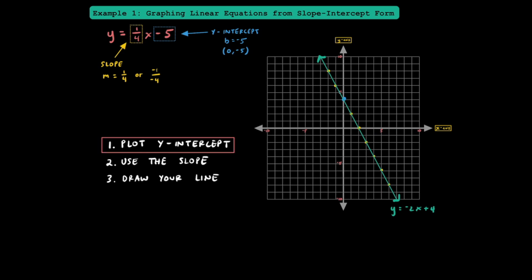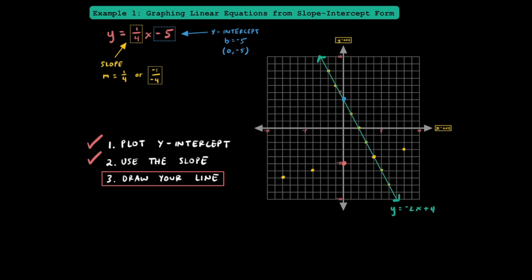Let's begin by plotting our y-intercept of -5. It's going to go right down here, and that's done. Next, let's use the slope. Using the +1 over 4, we can go up 1 unit and to the right 4 units. Here's our 1 moving up and our 4 moving to the right, 1 moving up and 4 moving to the right. If you're using the -1 over -4, you can move down 1 and to the left 4. You can do this again, move down 1 and to the left 4. Now we've used the slope.